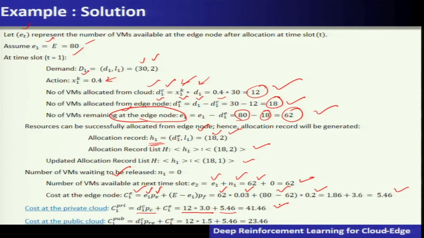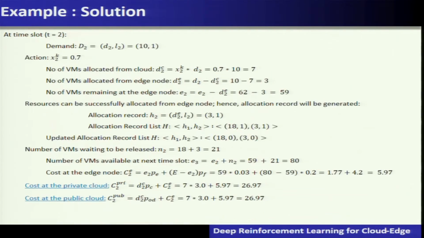And similarly, the other cloud is also calculated in a similar manner. At time t2, we can calculate in the same manner that the demand for time slot 2 is 10, that is, 10 virtual machines for one time duration, and the action policy action is 0.7. That is the number of virtual machines allocated from the cloud at time slot 2, calculated in this manner.